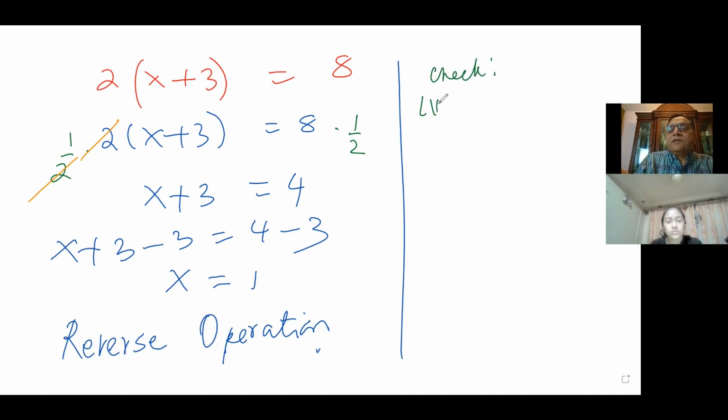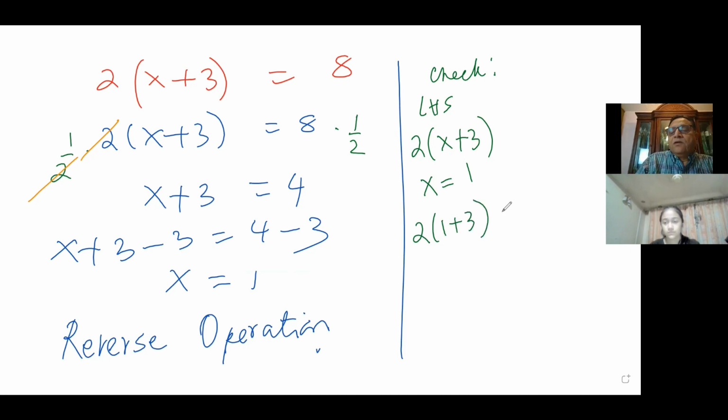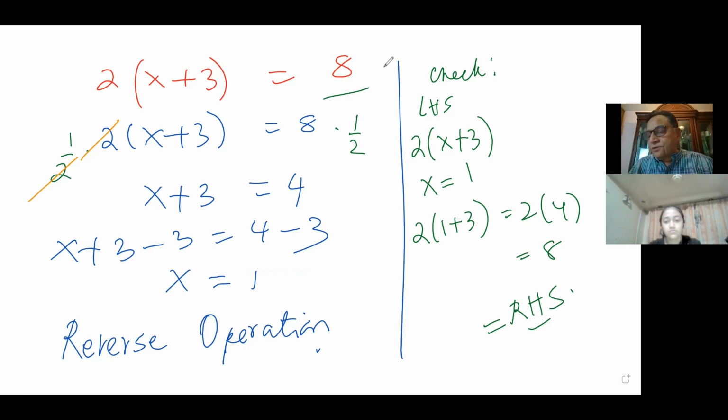Check means start with the left-hand side, which is 2 times (x plus 3). We substitute x equals 1 here. So 2 times (1 plus 3), which is 2 times 4, and that gives you 8, and this is equal to the right-hand side, correct? And therefore, the solution is correct. Do you understand the checking process? Perfect. So let me clear the screen and move forward.